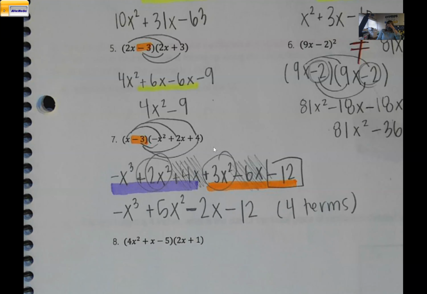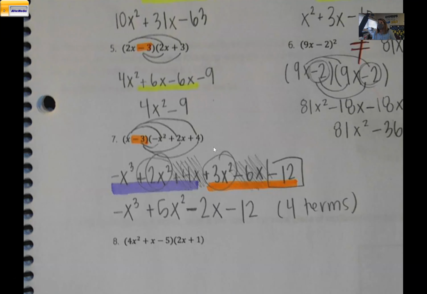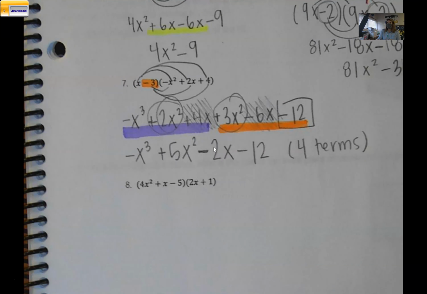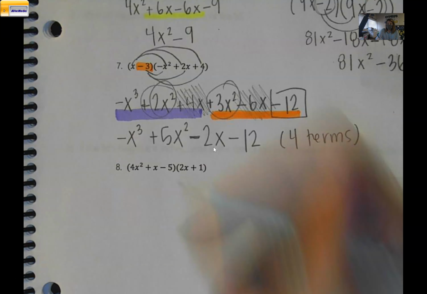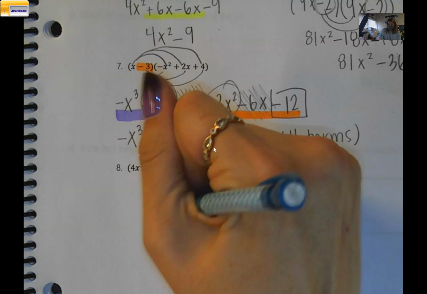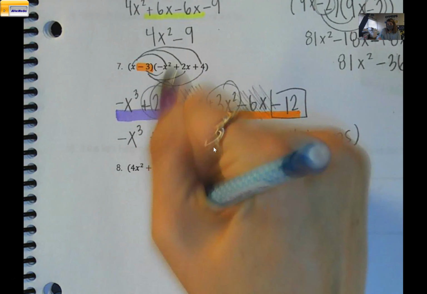Okay, so on number 8, it is basically the same as number 7, except they give you the trinomial first. And I'm going to use this one as an opportunity to show you an alternative method to multiplying that may make you feel better about keeping track of the like terms. So I'm going to show you box method. You guys ever heard of that?